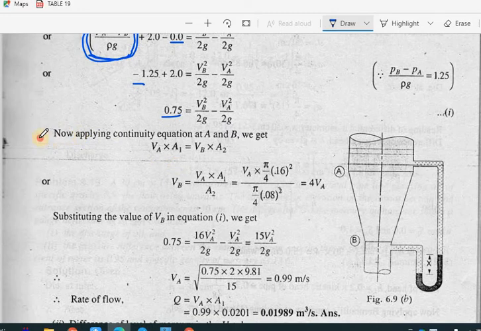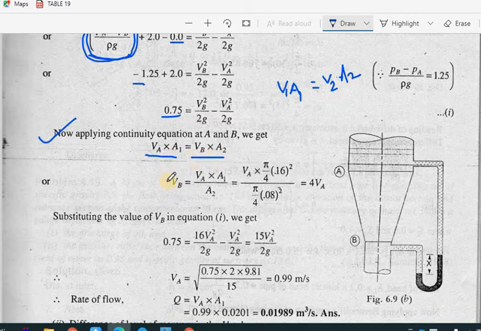Now applying the continuity equation between point A and B, V1 A1 equals V2 A2. From here we will consider a numeric term and then put this over here. So VA into A1 equals VB into A2. We are taking in terms of VB, so VB equals VA into A1 divided by A2. Over here we have the values of A1 and A2. We will put the values of A1 and A2: pi by 4 into 0.16 square and pi by 4 into 0.08 square.